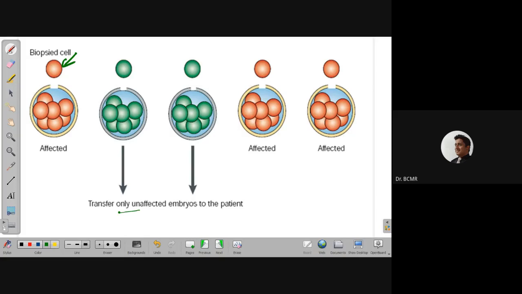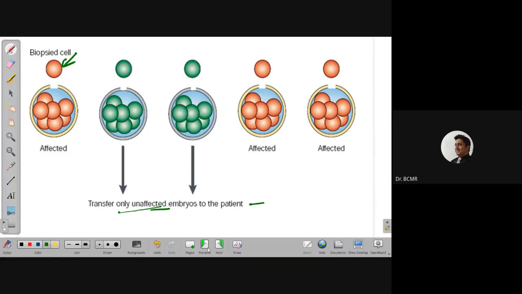Then use only the unaffected embryos, the embryos that are free of those mutations which the parents might be having, and implant them into the mother and get babies. Those babies are likely to not have those mutations. Okay, that is one way of trying to get a good progeny, making them healthy.